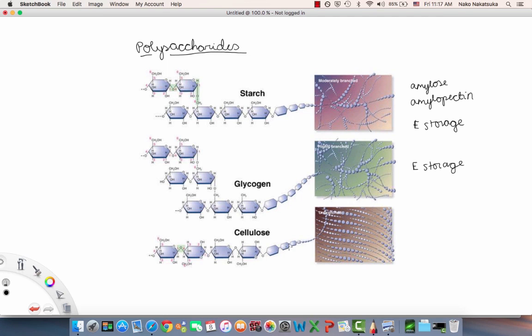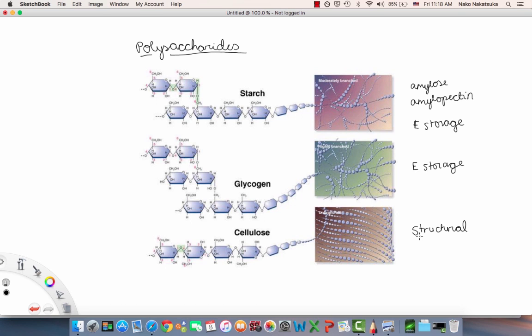And finally, cellulose right here. Now we have unbranched linear polysaccharides. And so this is the most abundant organic substance in nature, and its main function is structural. So cellulose is often found in wood, which is approximately 50% cellulose by weight, and the strength is due to intermolecular hydrogen bonding that's occurring between these branches.